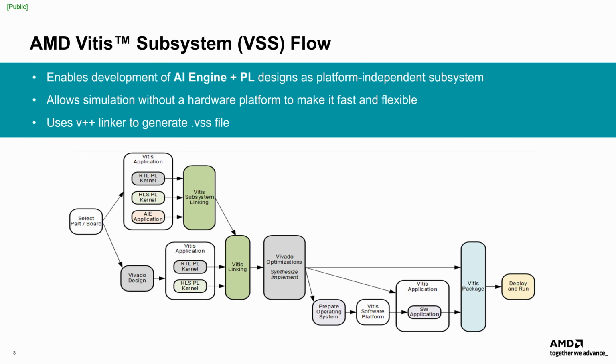Before discussing hardware in the loop, it's helpful to first understand the concept of the AMD Vitis subsystem, or VSS. In the Vitis development environment, heterogeneous systems are built by combining different types of compute kernels. These can include AI engine kernels, HLS kernels, and RTL kernels running in the programmable logic. Together, these components form a complete hardware-accelerated design.